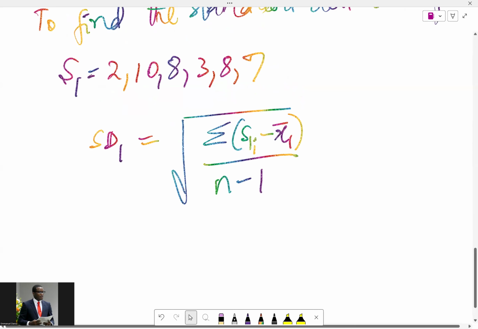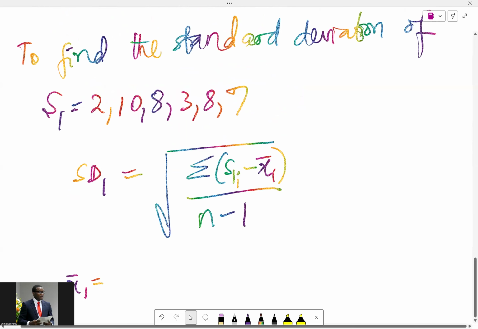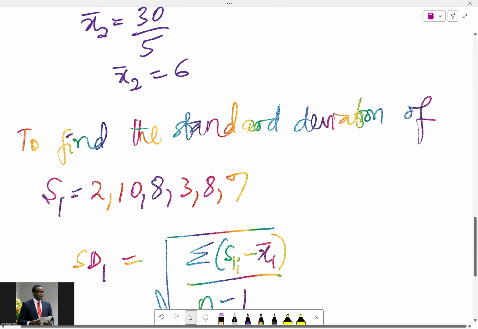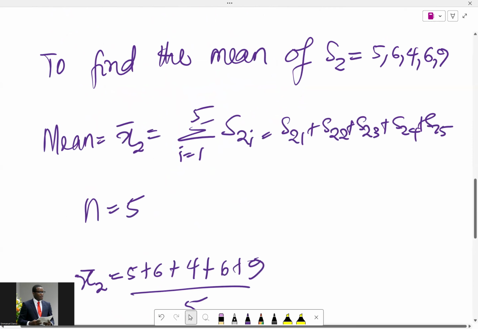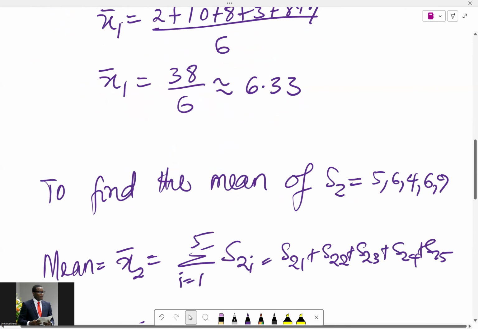We already have X1 bar. Should we maintain the fraction or use the decimal? For the first time, I want to maintain the fraction.